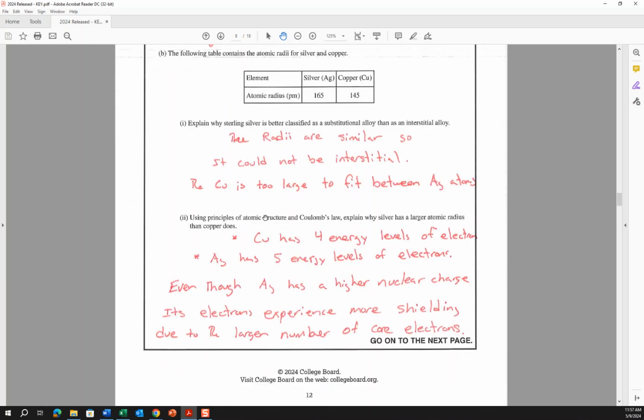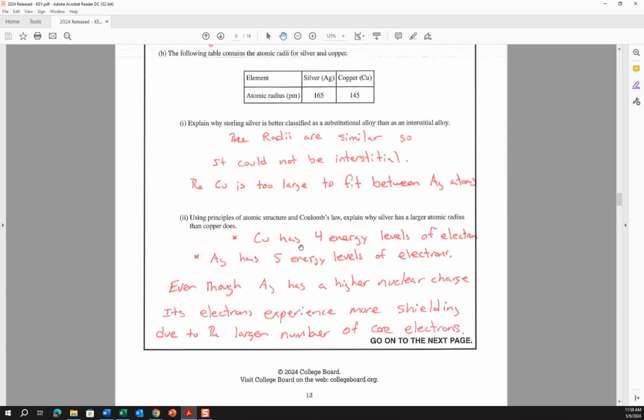Okay. This one is saying, using principles of atomic structure and Coulomb's law, explain why silver has a larger radius than copper. And so remember, when you're bringing up structure, you want to talk about energy levels, sublevels, all that good stuff. But when they bring in Coulomb's law, that means you have to bring in the nucleus into account, because that's the positive charge that the electrons are attracted to. And you might want to bring in shielding into this, because copper has fewer protons, but the reason the electrons are more attracted to the nucleus is because it has less shielding.